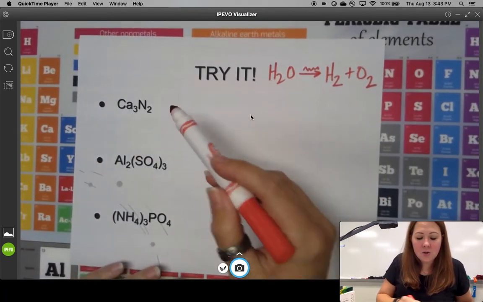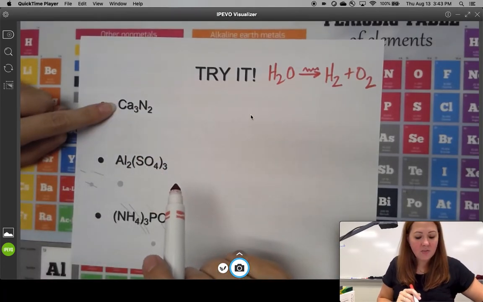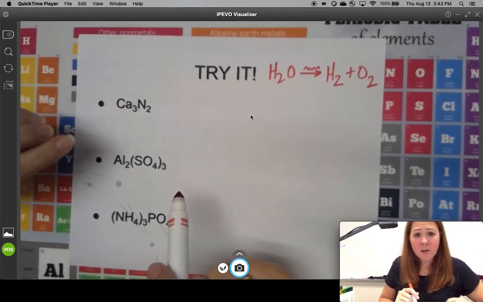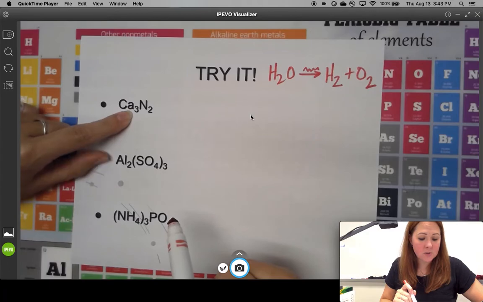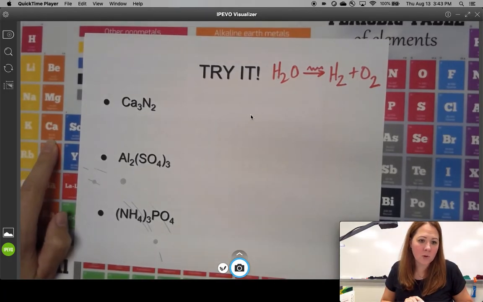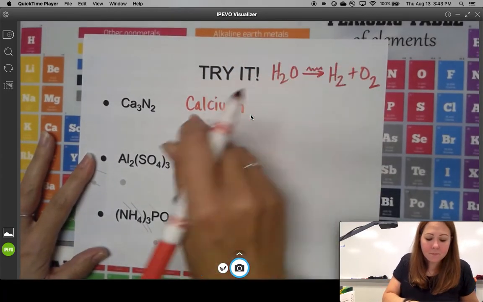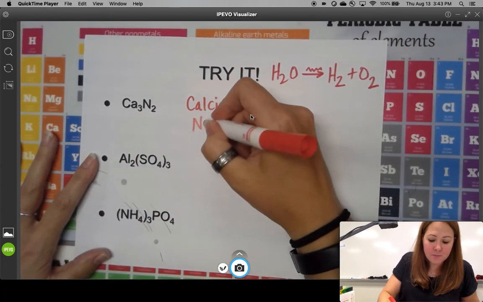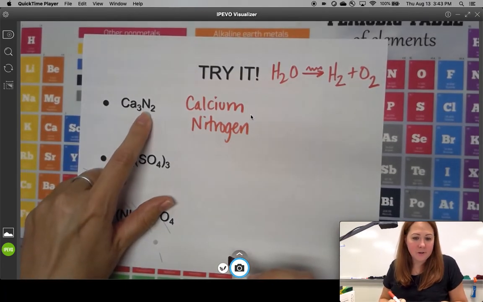Now, if we're just looking at a chemical compound in general, we're not doing chemical reactions yet. I'm just looking at this formula, and I want to know how many of each of the different elements are present. My elements always start with a capital letter first. If there's two letters, the second is lowercase. So I have capital C, lowercase a. It's actually right here next to it on the periodic table. You probably can't read that, but Ca is calcium. Capital N is nitrogen. So this compound is made up of calcium and nitrogen.